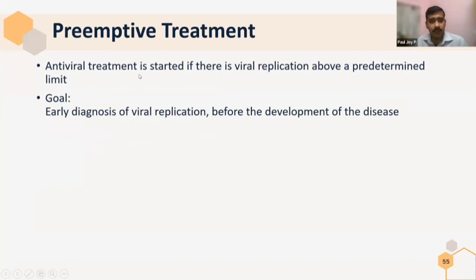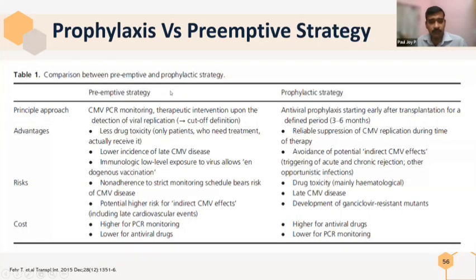In preemptive therapy, the CMV levels are monitored, and if it starts rising or is detected, then we need to start treatment. A short comparison of preemptive and prophylactic therapy. The advantages of preemptive strategies: there is less drug toxicity, there is lower incidence of late CMV disease, and there is exposure to CMV virus, and it may lead to low-level exposure and immunogenicity.